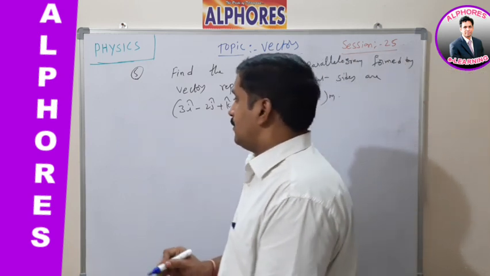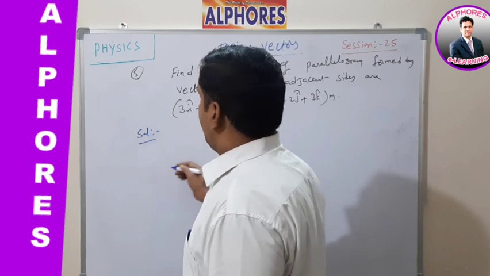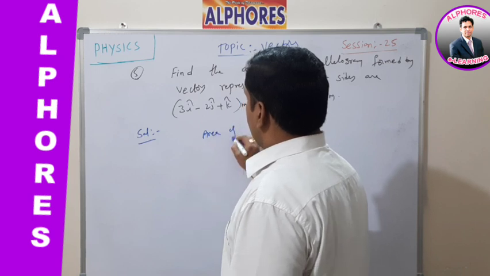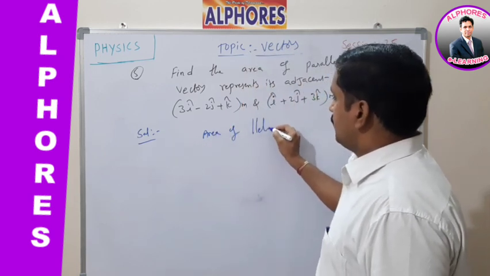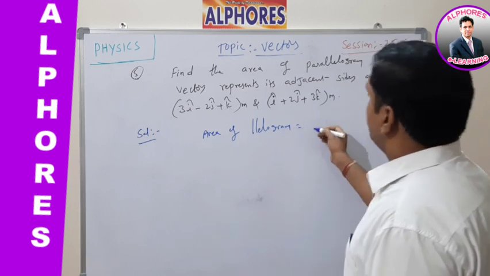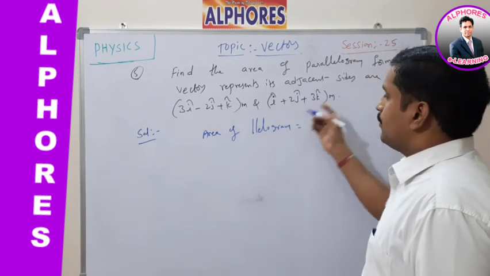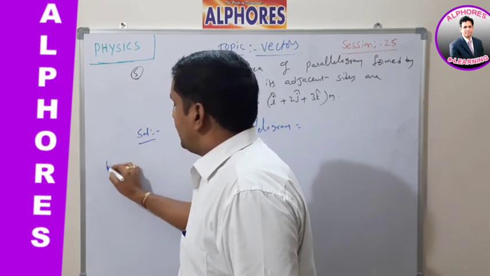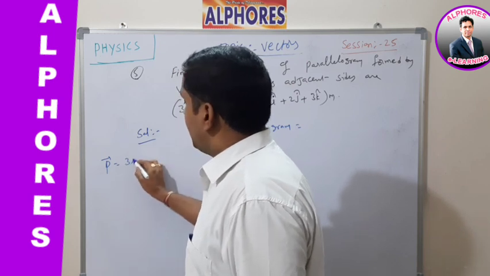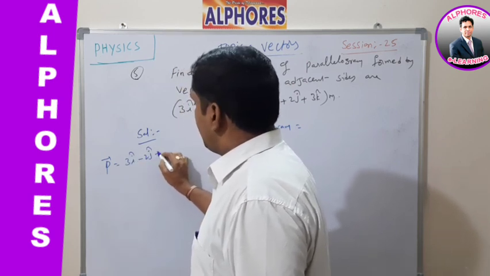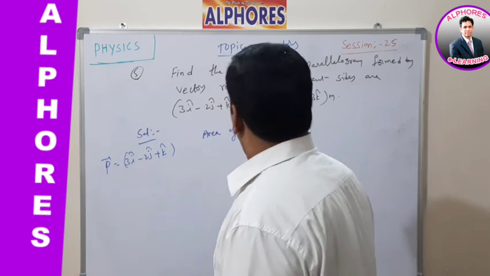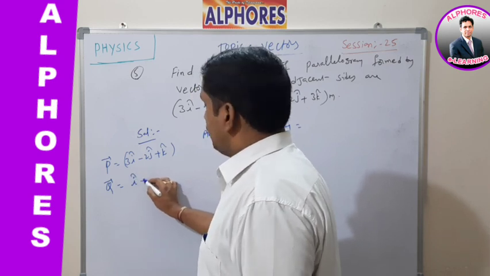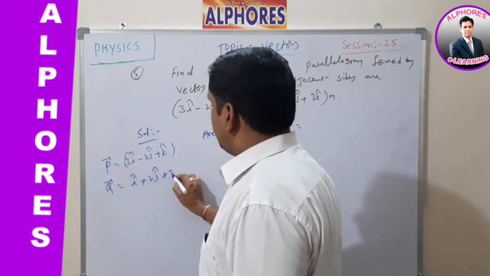Before going to the solution, what is the area of a parallelogram? Let us take p bar as 3i cap minus 2j cap plus k cap, and q bar is equal to i cap plus 2j cap plus 3k cap.